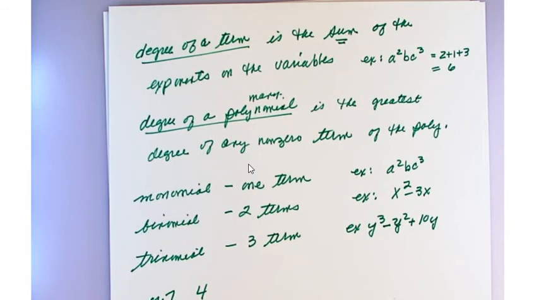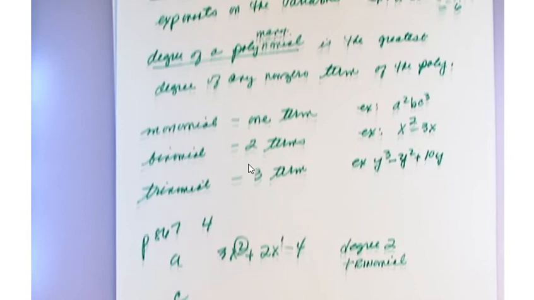So looking at 4a, it cannot be simplified because my exponents are unlike. And we want to know what degree it is. It is degree 2 because that's the highest power appearing. How many terms do we have? We have 3, so it is a trinomial. Okay?